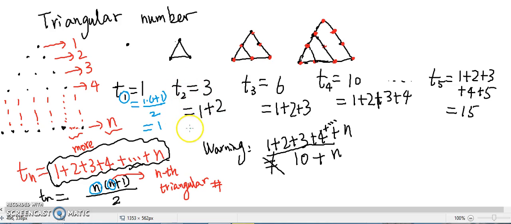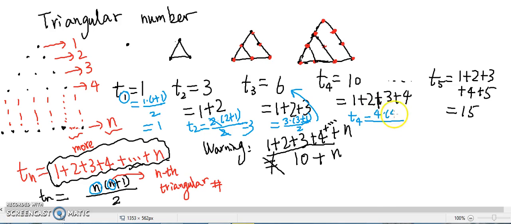Similarly, how do I generate the second, T2? Replace n with 2 in the formula. 2 times 2 plus 1 over 2. And these two cancel, you just get 3. The same thing here, you can generate, replace n with 3, 3 times 3 plus 1 over 2, which can be simplified to 6. And T4 will be 4 times 4 plus 1 over 2. That can simplify to 10.